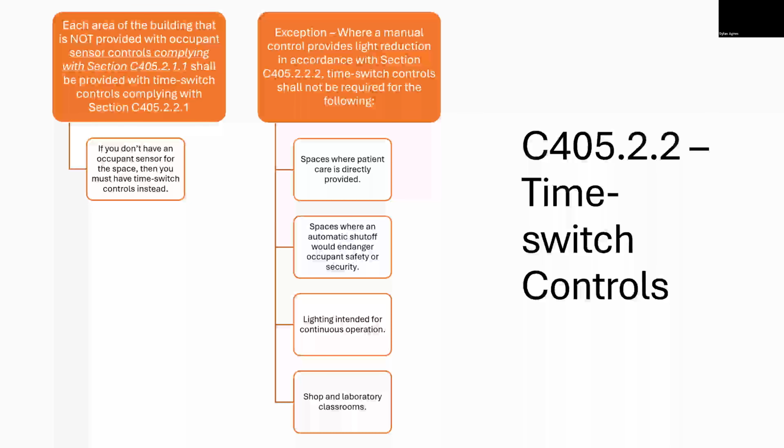So each area of the building that is not provided with an occupancy sensor complying with that section shall be provided with a time switch control. And then there are exceptions where a manual control provides light reduction. Those exceptions are spaces where patient care is delivered, where automatic shutoff would endanger occupant safety or security, lighting intended for continuous operation, i.e. corridors, walkways, and then shop and laboratory classrooms. So again, a little bit of an informal logic. You get discretion on where to apply the exception as needed.